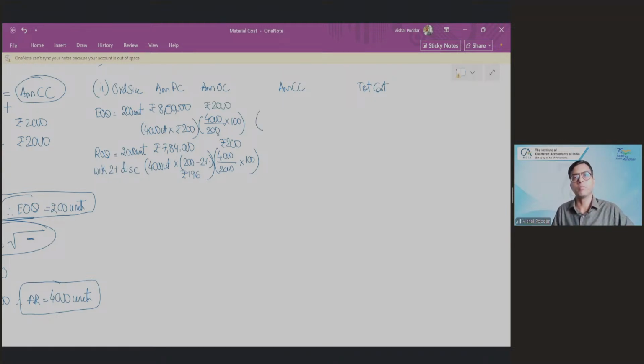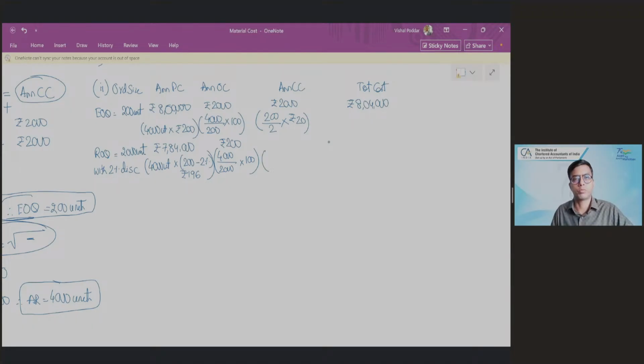Again, the formula for carrying cost is order size upon 2 into C. C is 20. So it will be rupees 2,000 again, that is, it has to be equal at EOQ. So this is coming as 8,04,000. Right?